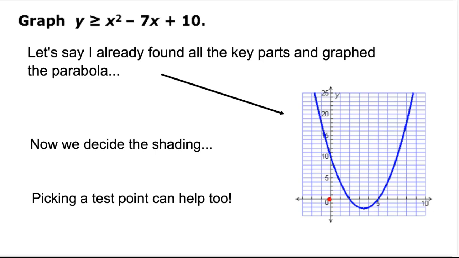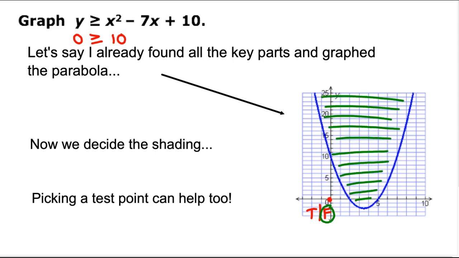So if I check 0, 0 and see if that is true or false in the original inequality, that will tell me which side to shade. If it's true, I'll shade that side. If it's false, I'll shade the other. So if I put 0 in for y and 0 in for x, I get 0 is greater than or equal to 10. And we know that that is not true. That is false. So because 0, 0 makes the inequality false, I'm going to shade the other side of the parabola, which is the inside, I guess you could call it, of the parabola, or above the parabola. Okay.